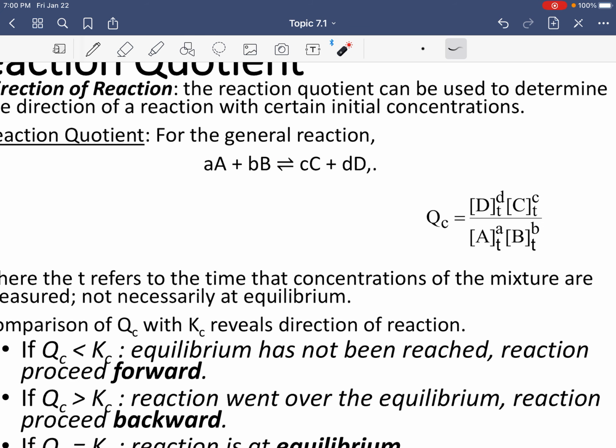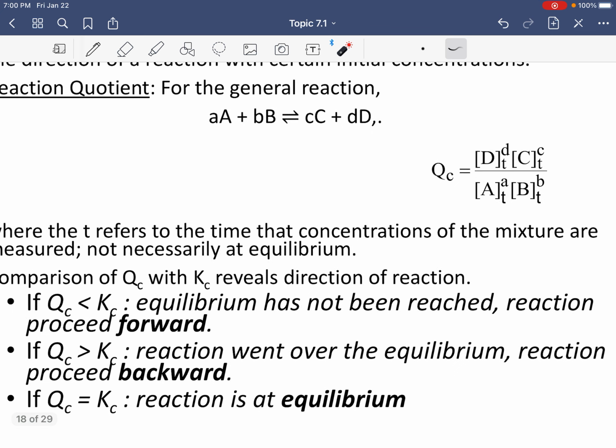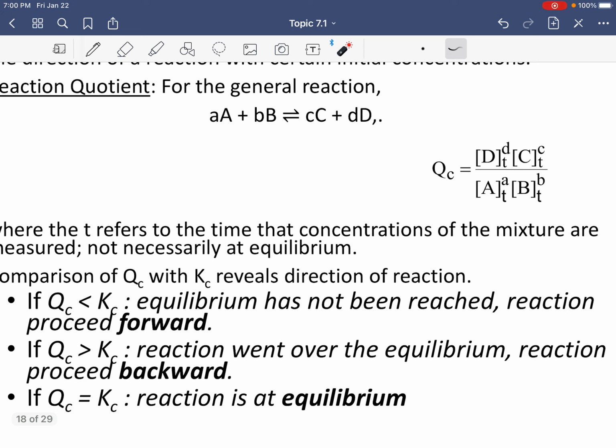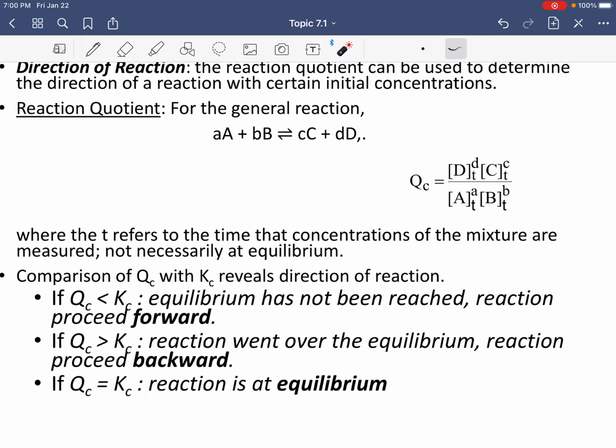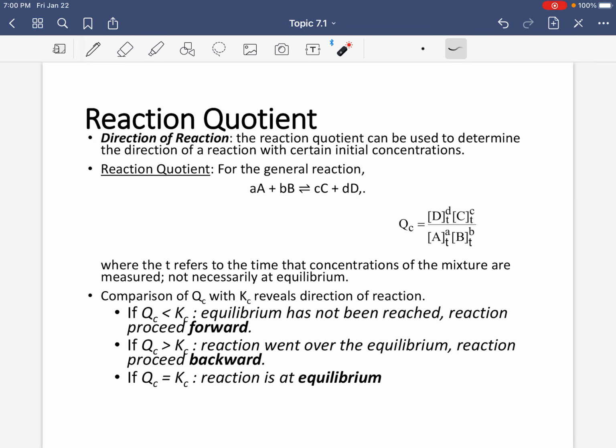to reach the equilibrium constant. Well, what about if my Qc is equal to my Kc? Then your reaction is at equilibrium. That's it. You clap your hands and you start to dance and you say to yourself, oh, hey, I'm there. So that's the whole idea of reaction quotient.